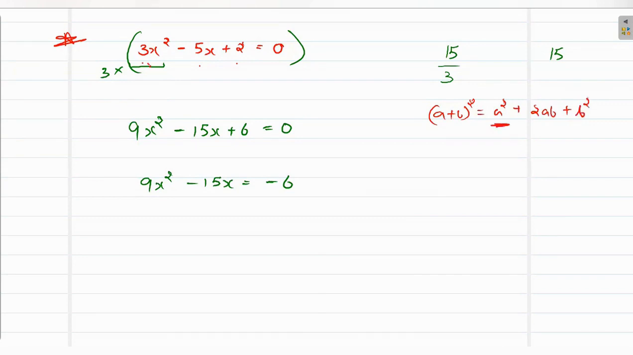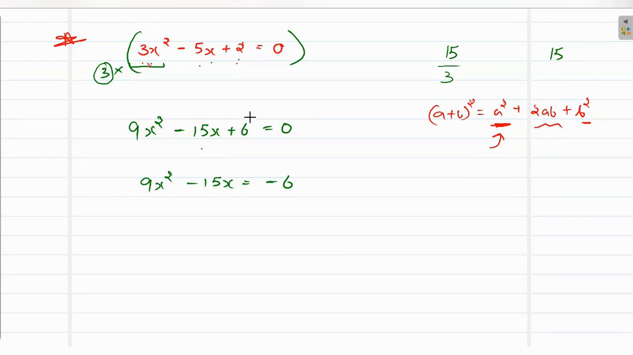You need to get a whole square, and you need to get a 2ab, and you need to get a b square. But while we are matching the first term, we came to know it is not a perfect square. Yes or no? So to make it a perfect square, we times the whole equation by 3. So it becomes 9x square, this 5x becomes a 15x, and this 2 becomes a 6. Got it? Now I came to know it is looking like a perfect square number for me.